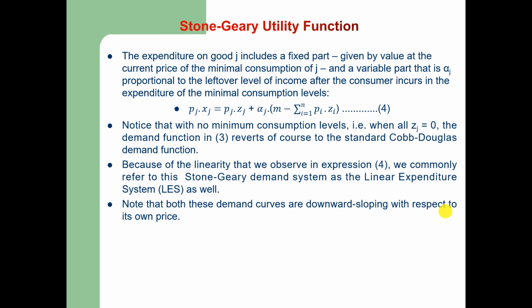So this means that there is a little bit of difference between the Cobb-Douglas utility function and the Stone-Geary utility function. They differ only in the sense that in the case of the Stone-Geary utility function, the consumer consumes some minimum level of goods, and then whatever income is left over after spending on the subsistence level of these goods, that money is spent on the purchase of these goods over and above the subsistence level.